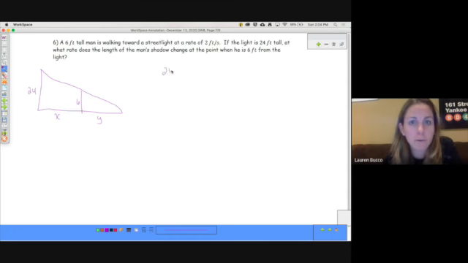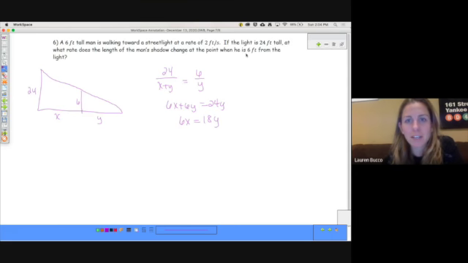So 24 over x plus y is equal to 6 over y. So let's just cross multiply. 6x plus 6y is equal to 24y. 6x is equal to 18y. And this is super easy. So I just have to differentiate right now. And I know the rate at which he's walking towards the light. And I'm almost done, right?